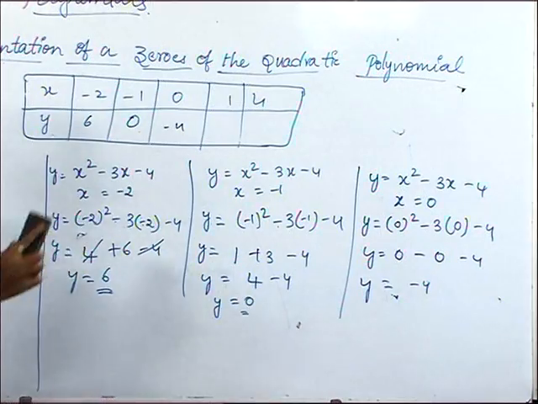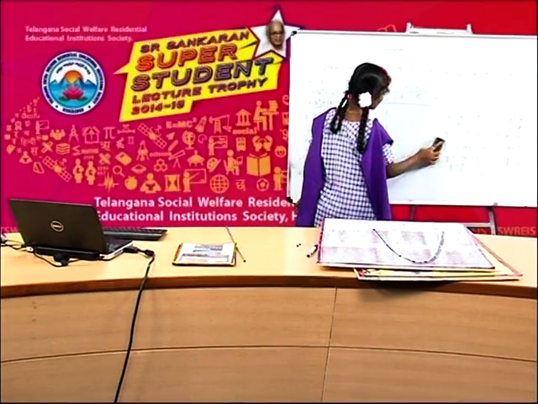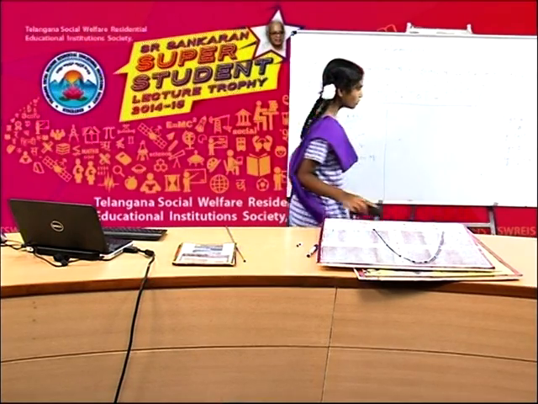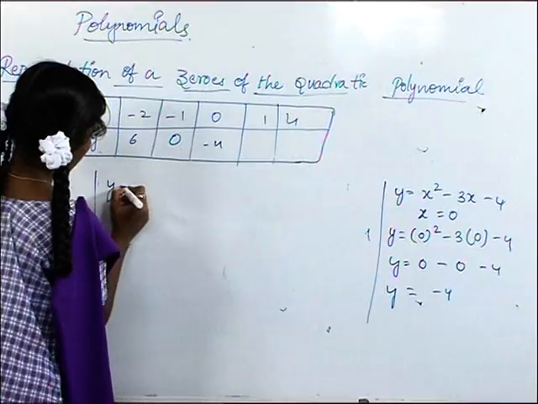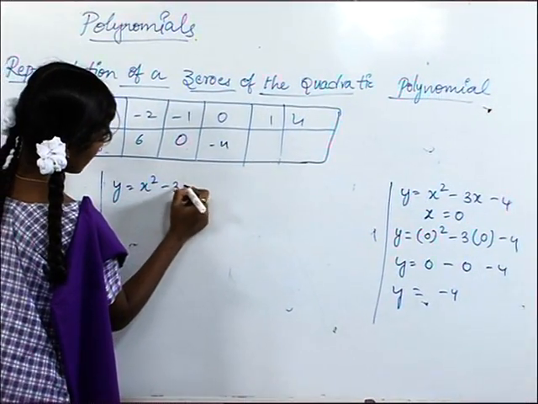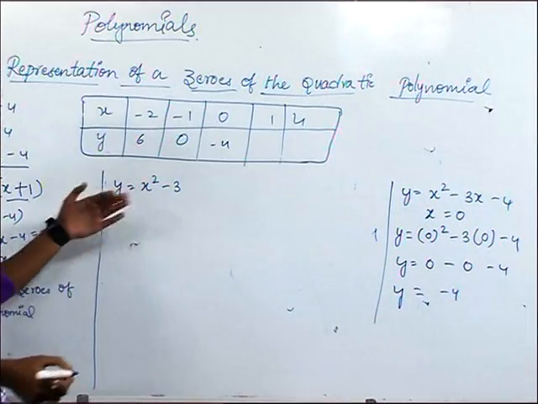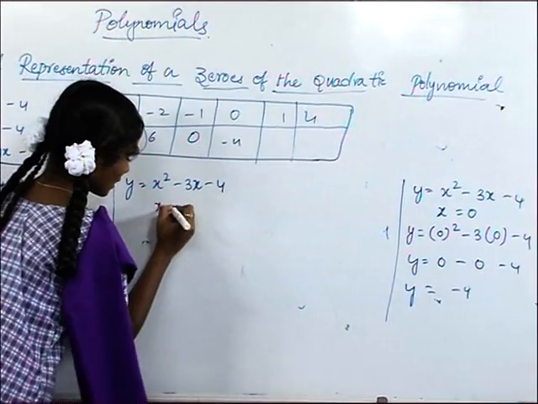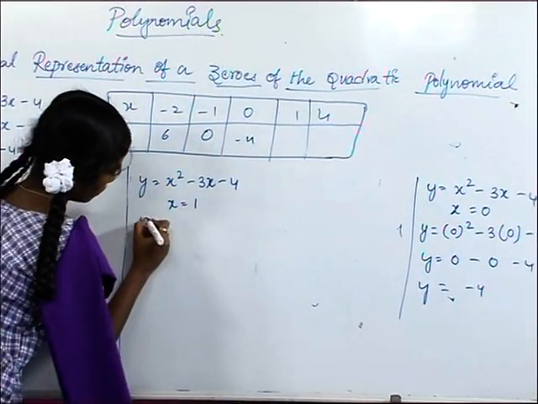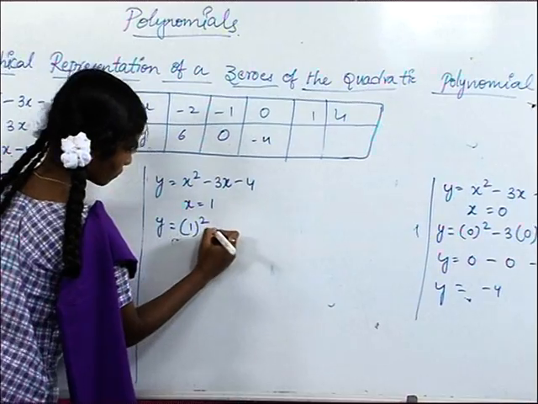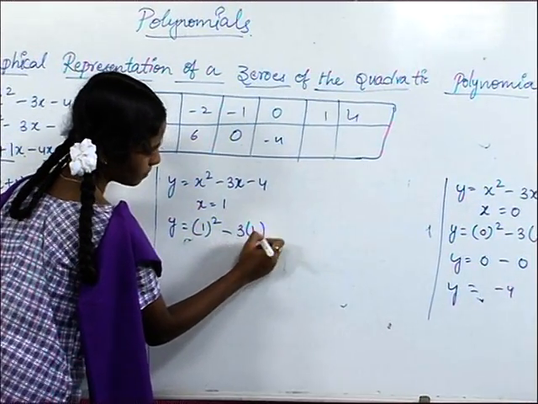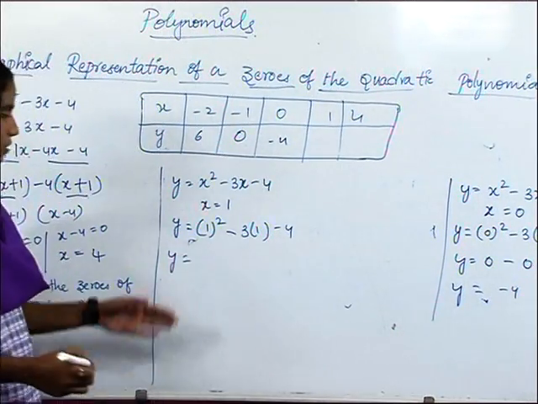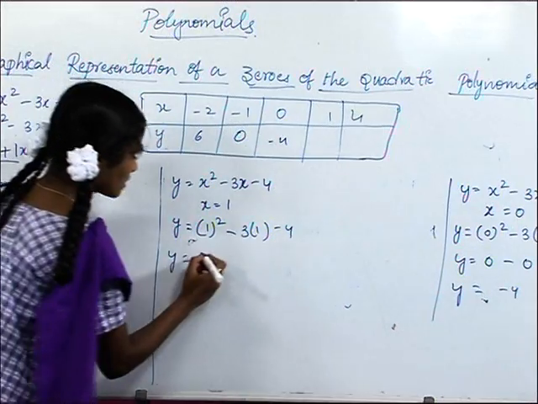Friends, now I am going to substitute plus 1 and plus 4 in this equation. So the equation is y equals x square minus 3x minus 4. So x equals 1. So y equals 1 whole square minus 3, in x place we are taking 1, and minus 4. So y equals 1 whole square means nothing but 1.